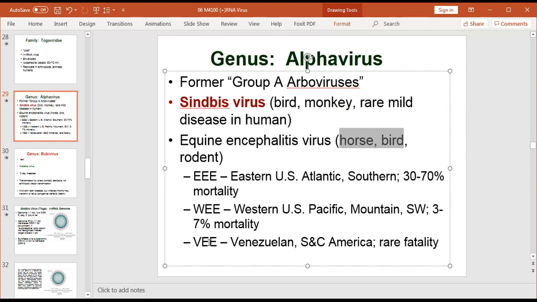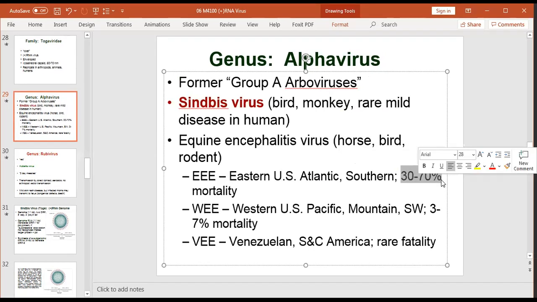And we have three different types of this equine encephalitis. We have Eastern, EEE, and Western, WEE, and VEE, or Venezuelan. Okay, the first one, EEE, causes disease in the eastern United States, in the Atlantic region, and in the southern United States. There is a 30 to 70% mortality rate.